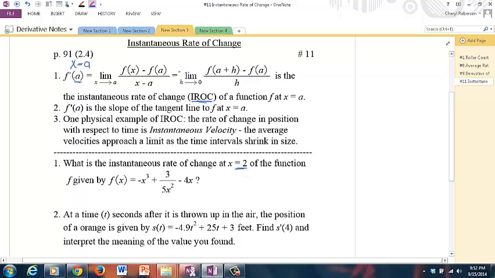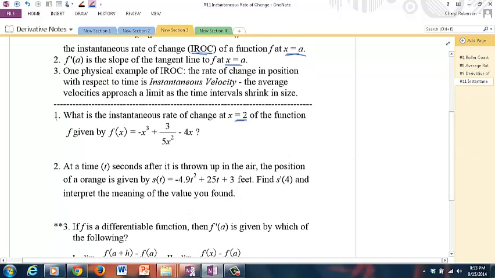So here again we see this form, and then we also see this other form over here. And both of these mean the instantaneous rate of change of a function at x equals a. Number 2, f prime of a is the slope of the tangent line to f at the point x equals a, or at the x value. And you can go through and read number 3.